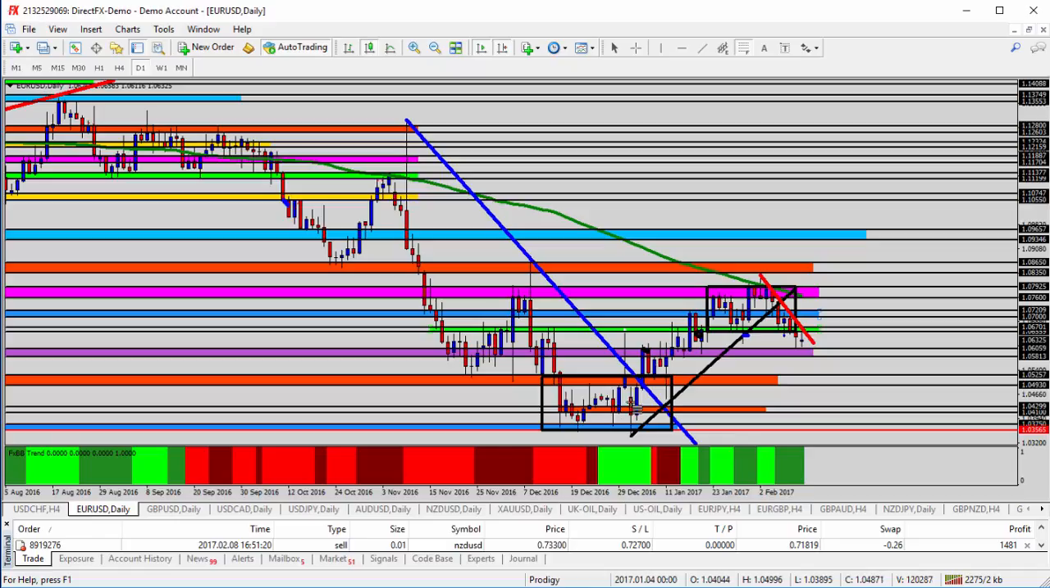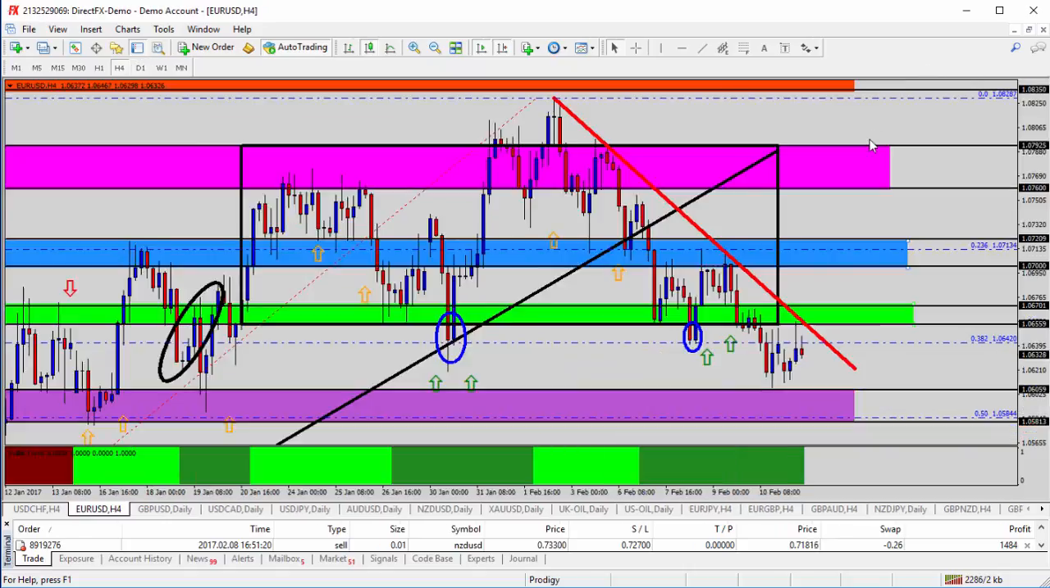Let's take Fibonacci of the black trend line, from the low of the black trend line to the current resistance high. Interesting enough, we're under the 382. The 50% is at the purple shaded area, so that's interesting. Let's take it down to the 4-hour time frame, just discuss our opportunities this week.